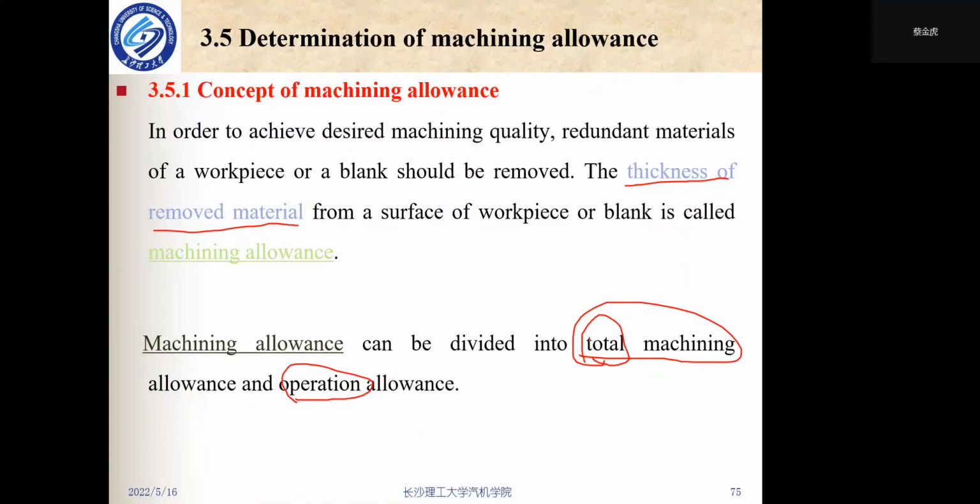The material thickness removed from a surface in one operation is called the operation allowance, and it equals the difference between the dimensions of two adjacent operations. For example, the operation allowance is the material thickness between the first operation and the second operation.